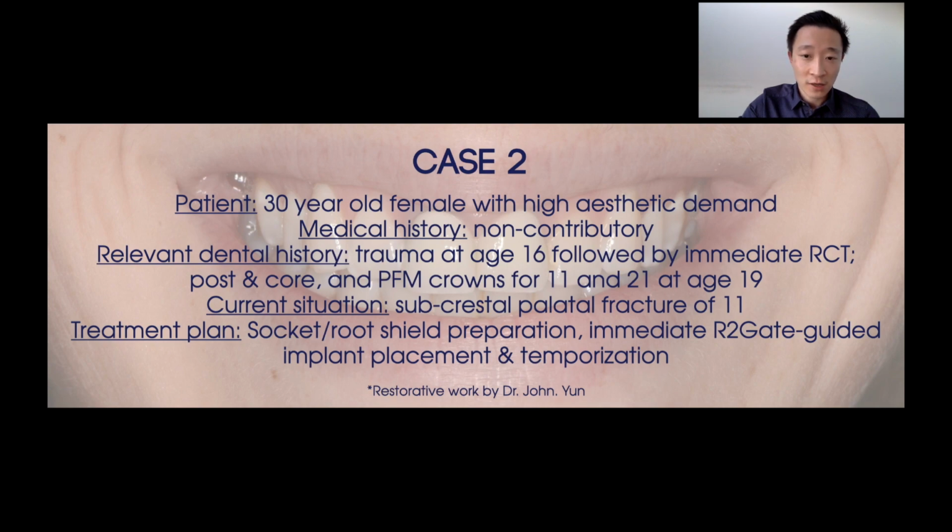Medical history is non-contributory. The dental history is that she had trauma at age 16, followed by immediate root canal therapy, and post-and-core and PFM crowns were done at both 1.1 and 2.1 at the age of 19. So she's had these teeth for 11 years, but my treatment planning process for this case not only involved the fracture of 1.1, which is subcrestal, and we'll see, but also involves thinking ahead and understanding that 2.1 may be compromised at some point down the road.